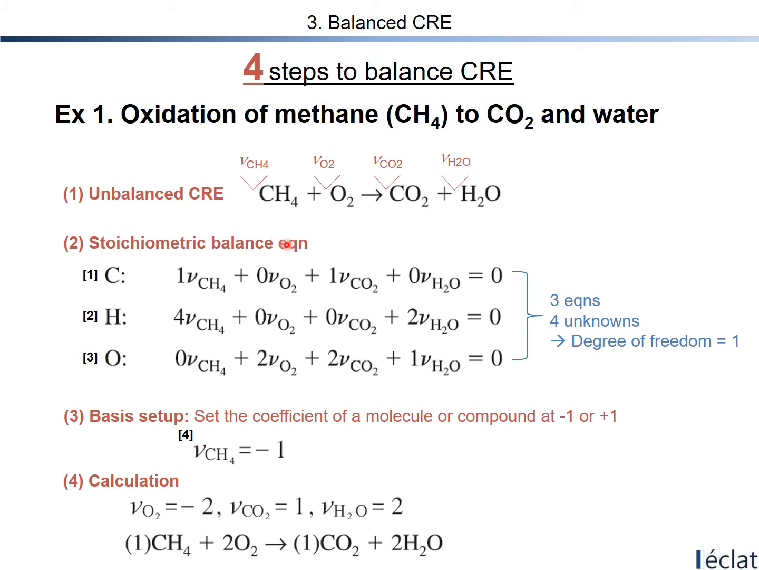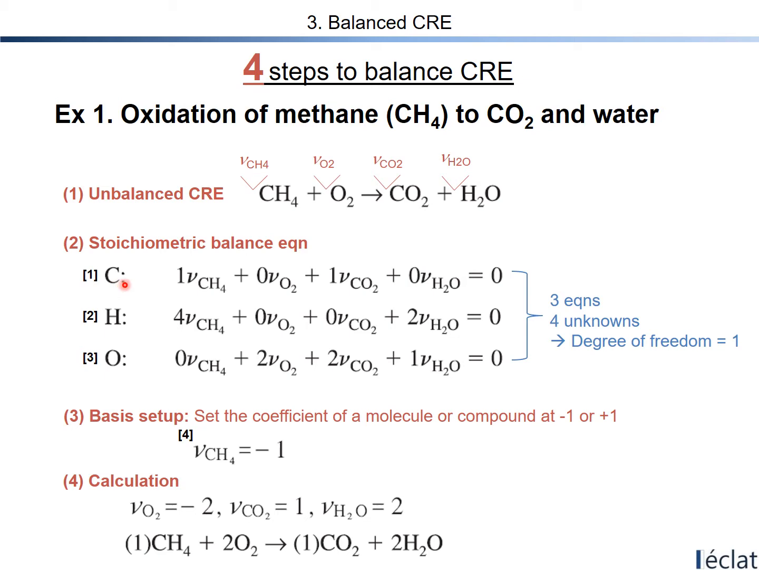Okay, let's try to make those balance equations. The first equation is about carbon. You can find only one carbon there with the stoichiometric coefficient. This stoichiometric coefficient is unknown and also the target we want to calculate. The second, we are still on carbon, so there is no carbon and 0 with the stoichiometric coefficient of O2. And one carbon, 1 with the CO2 stoichiometric coefficient. And no carbon there, 0 with the corresponding stoichiometric coefficient, and the sum should be 0.